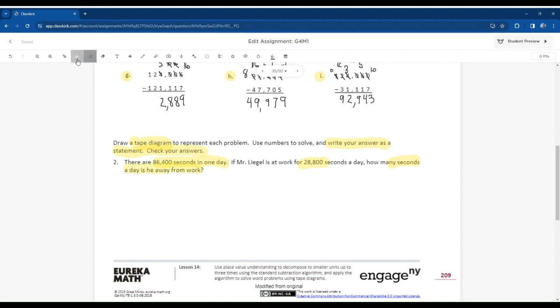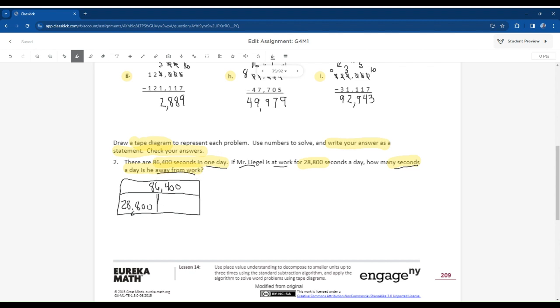So again, when we're doing this subtraction, we really need to think, what's the whole and what are my two parts? And we'll use this tape diagram to illustrate that. So in an entire day, one whole day, there's 86,400 seconds. So that's in the entire day. Now my two parts are the time Mr. Legal is at work, and he's spending 28,800 seconds a day while he's at work. And then there's some time where he's not at work. He's away from work. So there's my two parts.